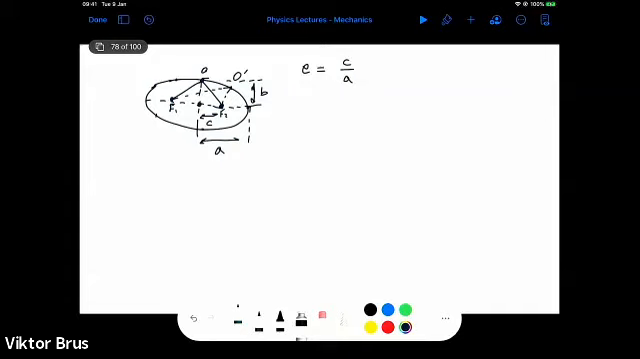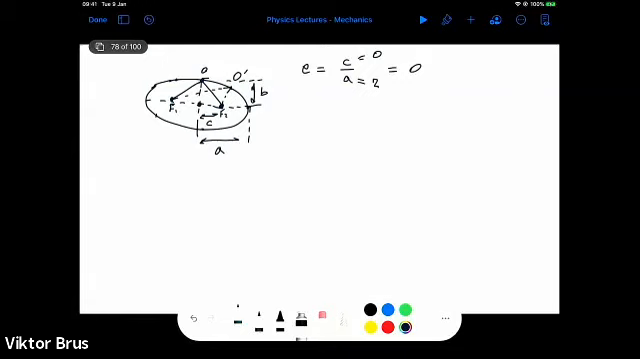So as I mentioned earlier, a circle is a specific case of an ellipse because in case of the circle, the two focuses are located in the center, so C is equal to 0, and A is equal to the radius of the circle. So then the eccentricity of the circle will be equal to 0. So it's a specific case of an ellipse.